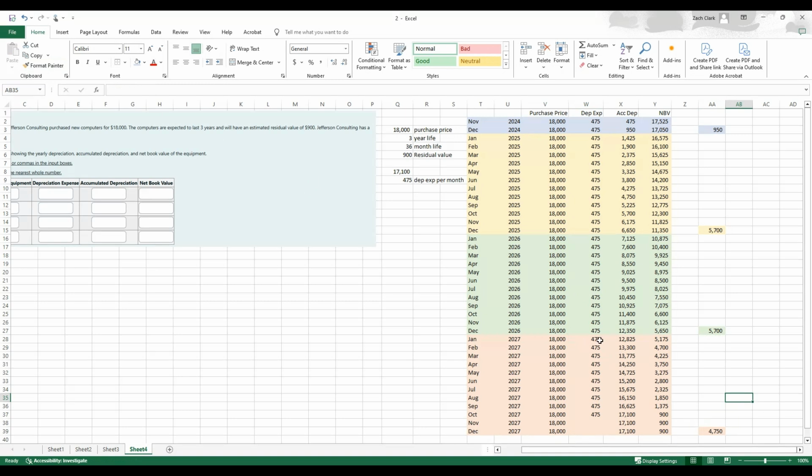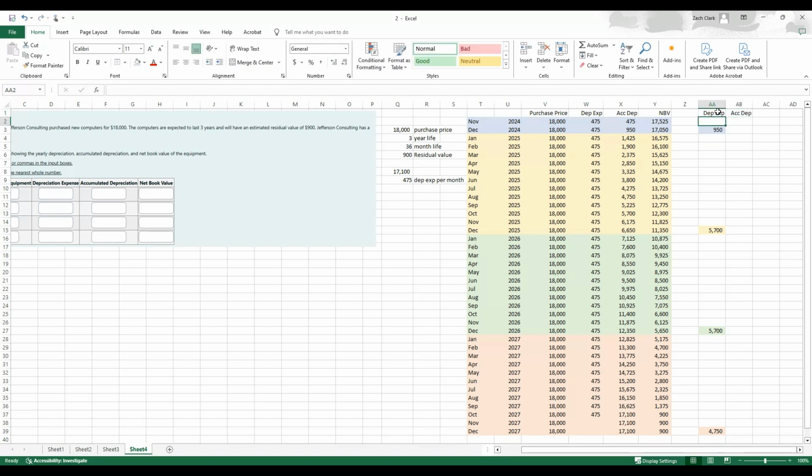And then the last one only has 10 months. The first 2 months were in 2024. The last 10 months, it's a full 3 years, but that 1 year is kind of broken out, because it was bought partway through the year in November in the first year. So then we end up with 10 months at 475 gives us 4,750. And so that's our depreciation expense per year.